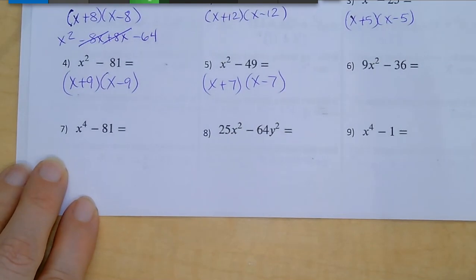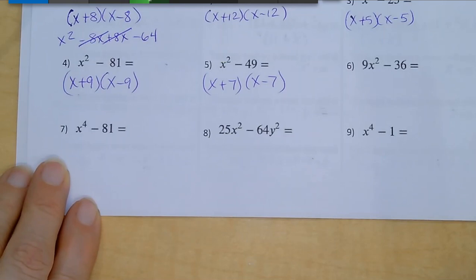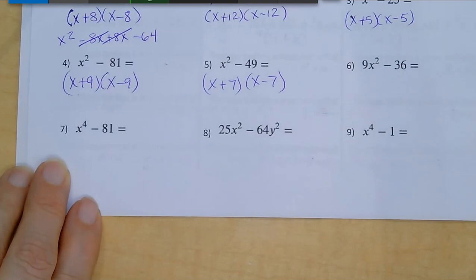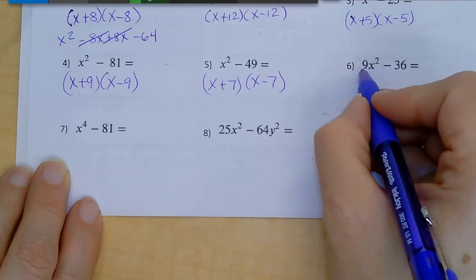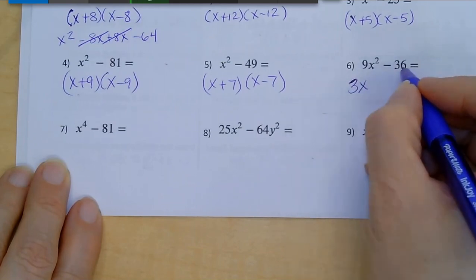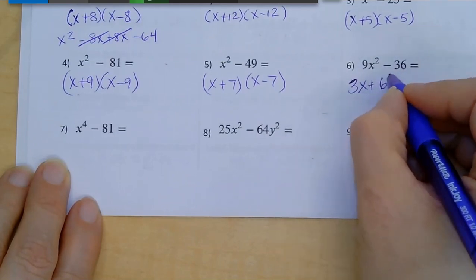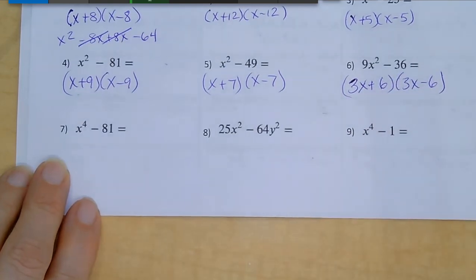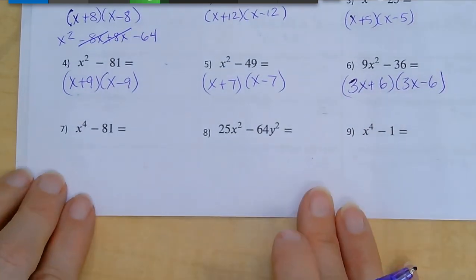So you can try the rest of these, but be careful when you get down to like number 7, 8, and 9, okay? So maybe just try number 6 and then come back. Okay, this is a perfect square and this is a perfect square. I'm going to take the square root, that's 3x, and the square root is 6. So I have 3x plus 6 times 3x minus 6. Okay, so far so good.